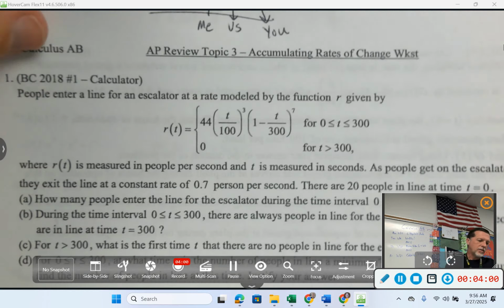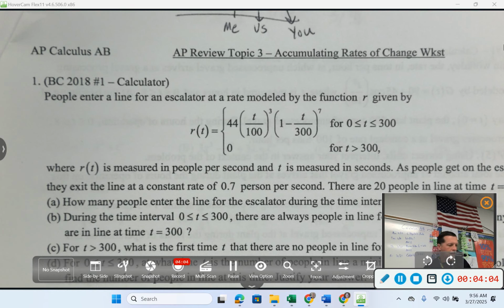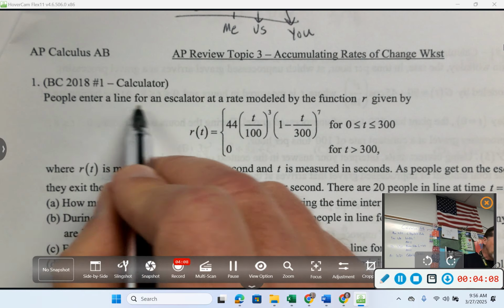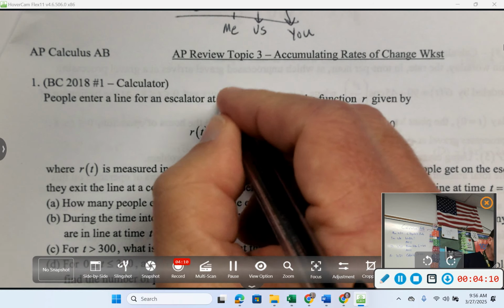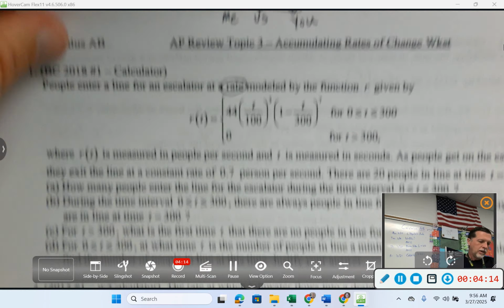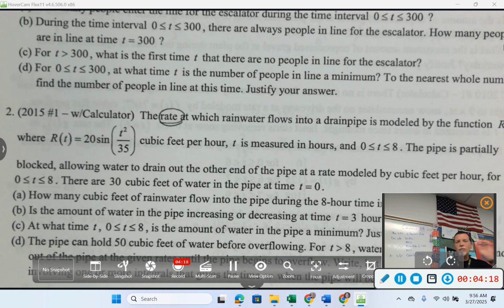All right, so let's look. We'll do number 1, but before we get into the details of number 1, look at the big picture of the problem here. People enter a line for an escalator at a rate. So they're giving you a rate. You look down to number 2. The rate at which rainwater flows into a drain pipe is modeled by this equation.